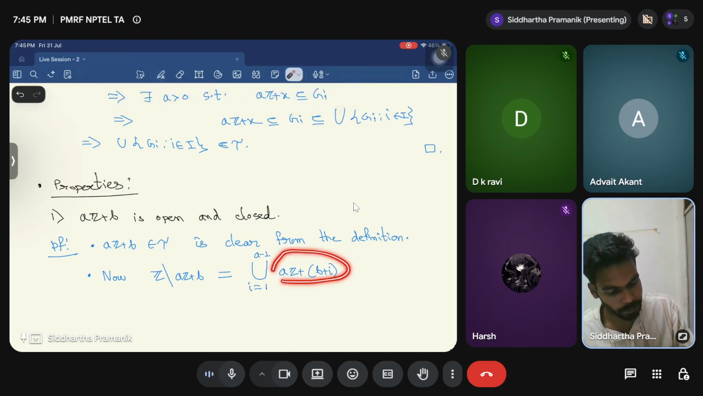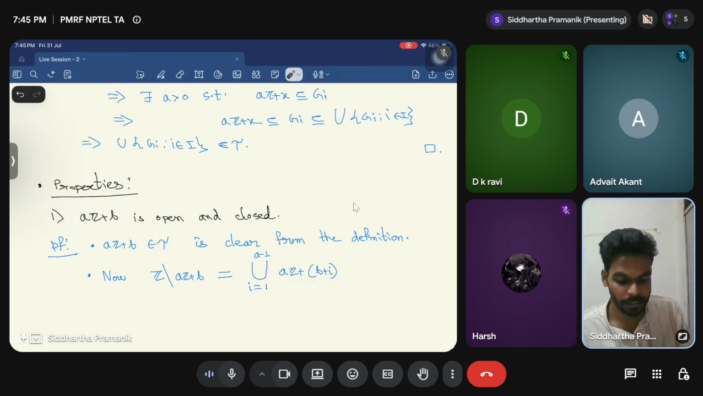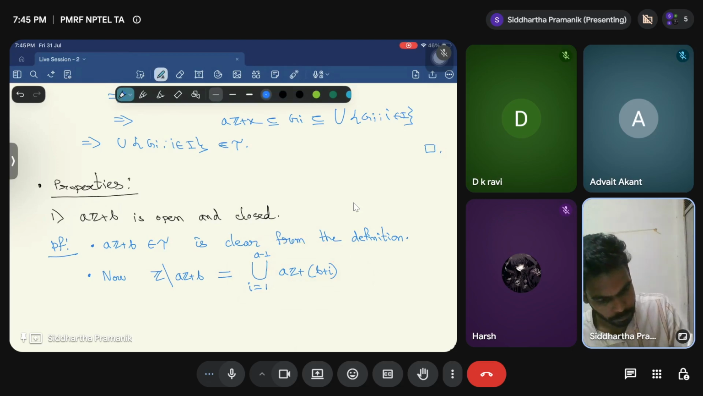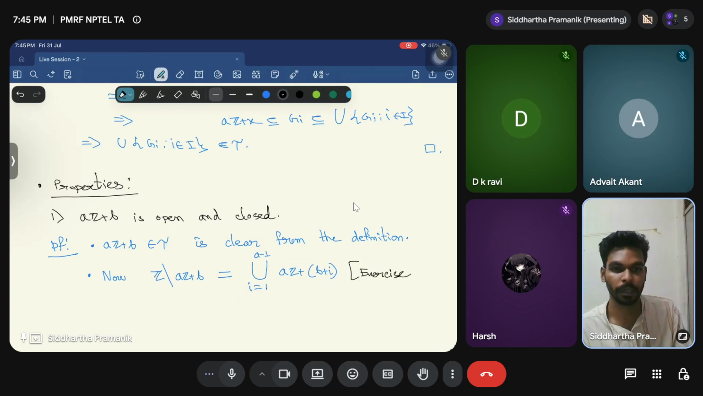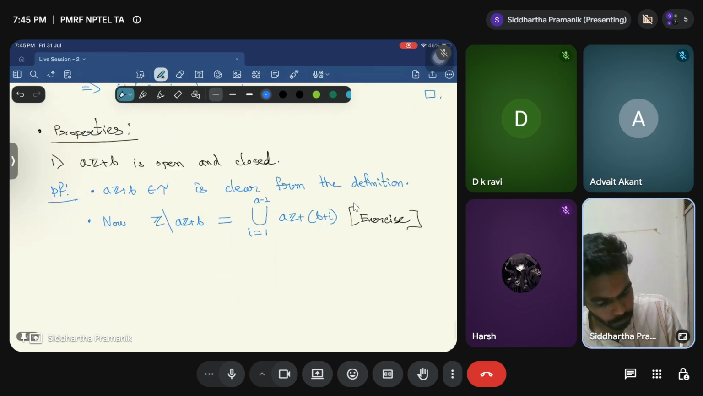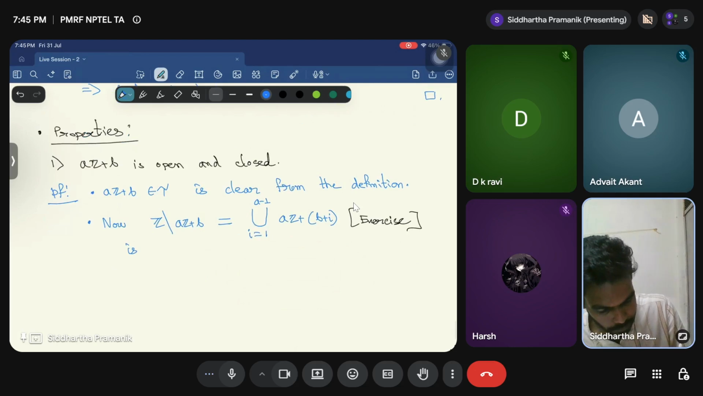So these are open sets, and this is a union of open sets. So a union of open sets is open. I am leaving this as an exercise, but it is very easy. You just have to prove the containment of each side. Or there is another way to do this also, but I'm not mentioning it now. Now this is an open set, so its complement is open. So this will imply this is closed.